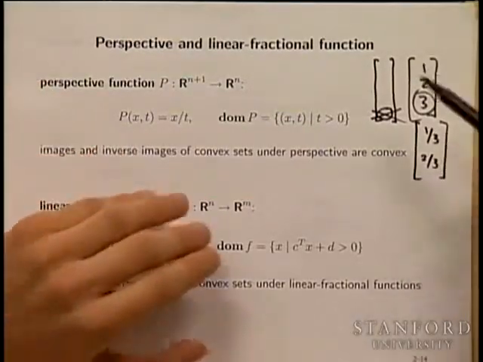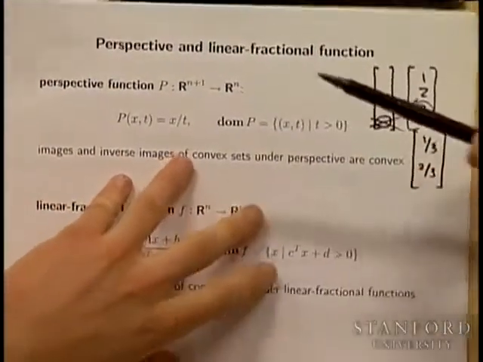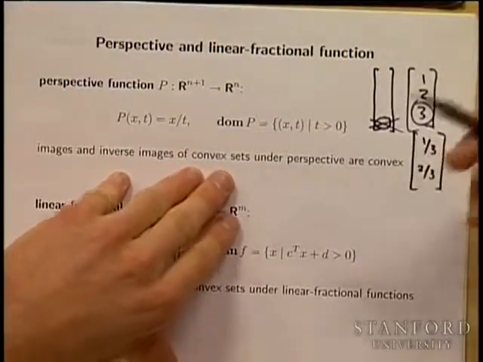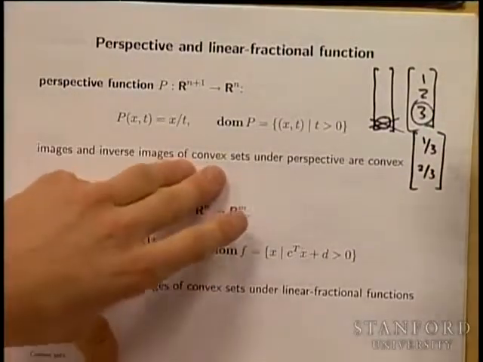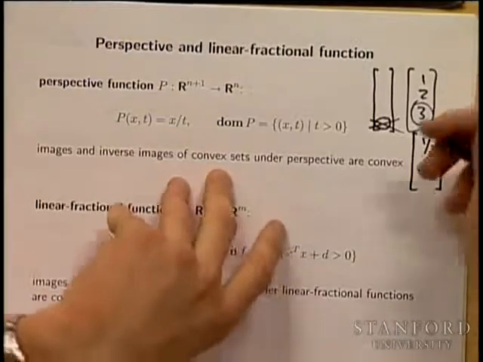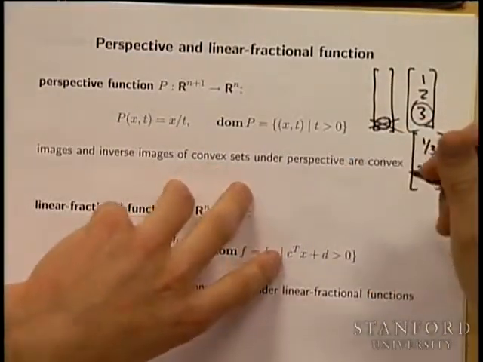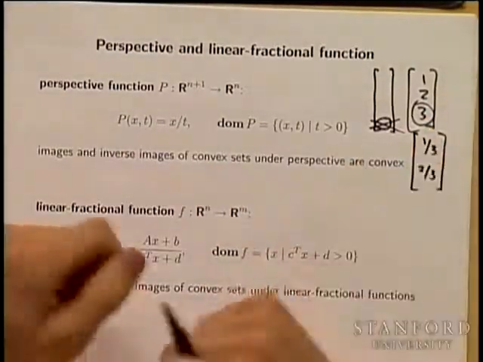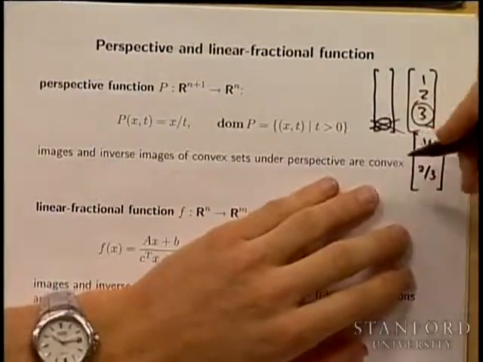Okay, now the images and the inverse images of convex sets under the perspective function are convex, and that also is going to be useful to us later. So remember, we're just building up a box of tricks that we're going to find useful later.